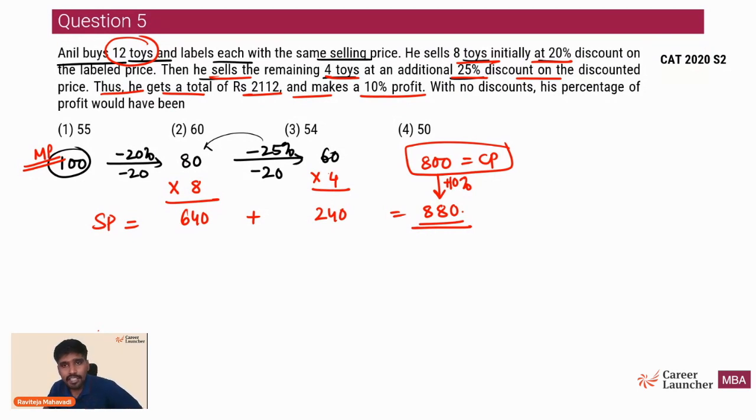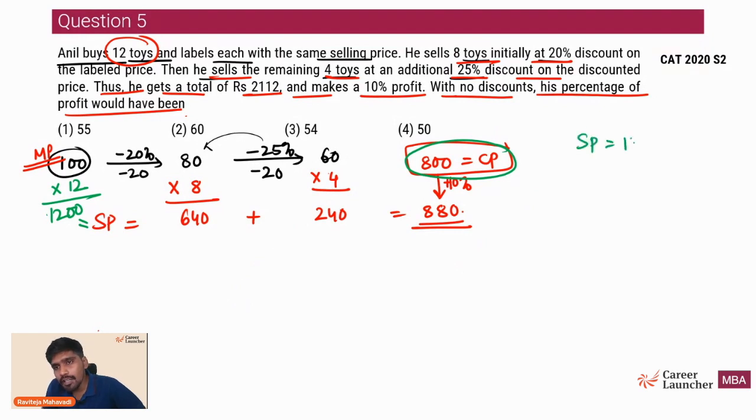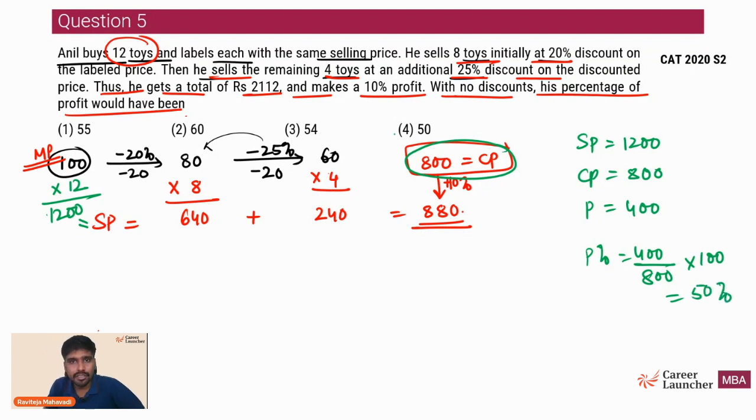So if his cost price was 800 rupees, with no discounts, what would his percentage of profit have been? If there were no discounts, he would have sold the entire 12 items at 100 rupees each. So 1200 would have been his SP with no discount. His cost price is 800. So the profit would be 400. Profit percentage would be 400 upon 800 into 100, which is 50% profit, which is option 4.